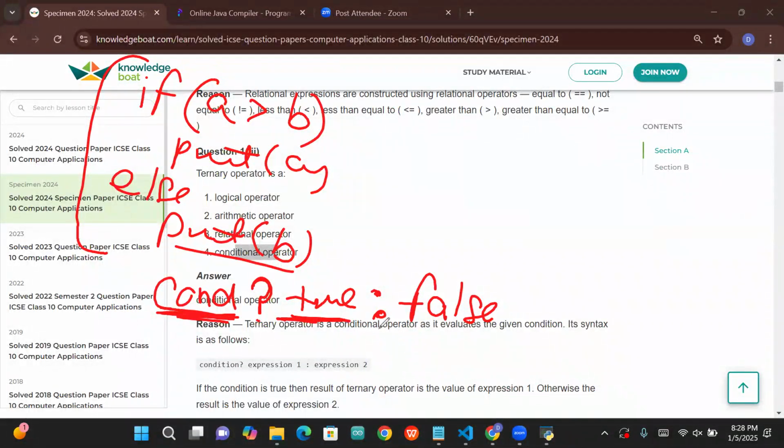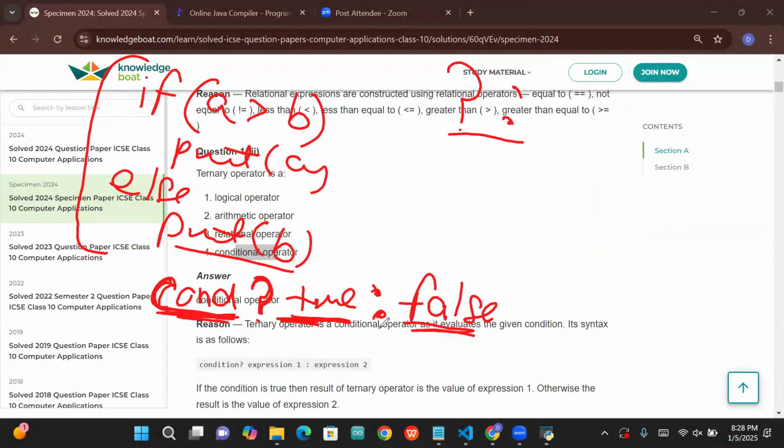Now this is a condition. Whatever you want to do if this condition is true, you will write here after the question sign, and if the condition is false, whatever you want to do, you will write after the colon sign. Right? Condition true and false. So this is the ternary operator. Question mark and colon. This is known as a ternary operator.